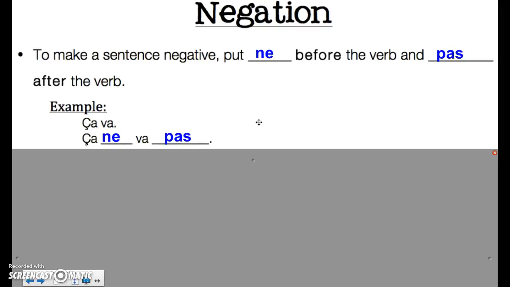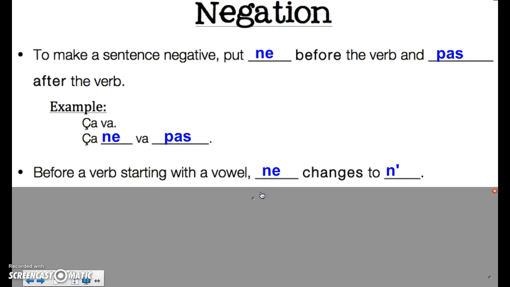And we like to refer to the ne pas as what we call the ne pas sandwich, because we've got ne on one side, pas on the other, and our verb is our meat in the middle of our sandwich. And if you make a sandwich without both parts, the top part of the bread and the bottom part of the bread, it's not a very good sandwich. And the same is true here. If you try to make a negative sentence without the ne or without the pas, it's not going to be a very good negative sentence.